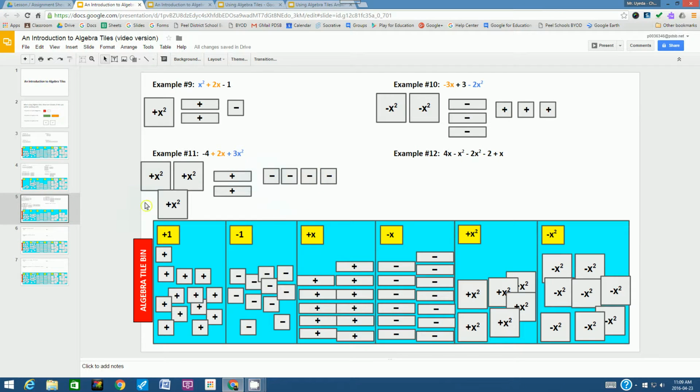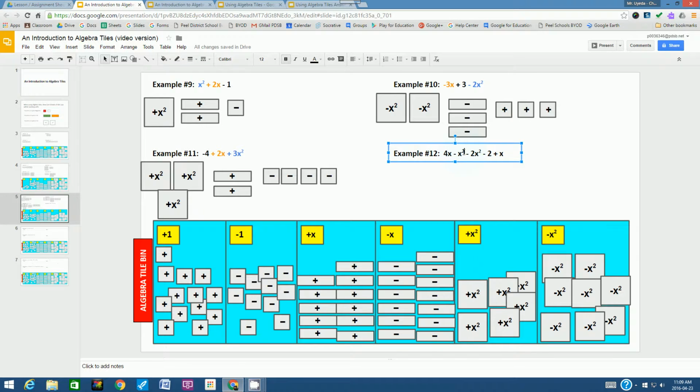Okay, so this is the algebra tile solution for the algebraic expression negative 4 plus 2x plus 3x squared. I want to have my x squareds first on the left-hand side of my diagram. I want to have my x's in the middle, and then I want to have my integers on the right. Let's go to example 12.